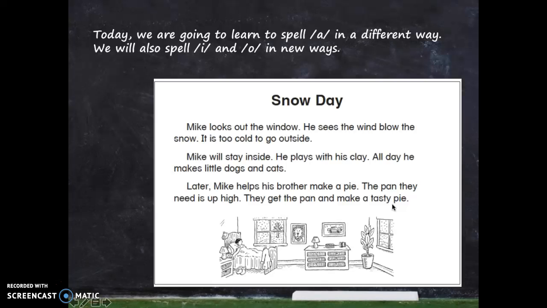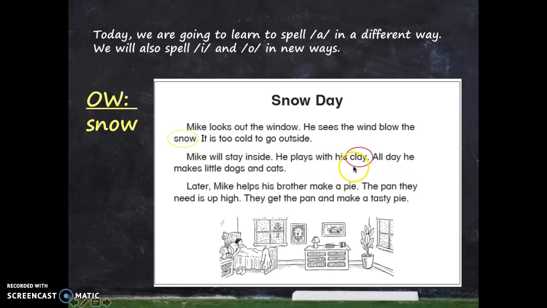So friends, in that story, we have a few long vowel sounds. Let's look at the word snow in sentence 2. Listen as I say this word. Sn-o. Now say it with me. Snow. The word snow has a long O sound spelled O-W. O-W is a vowel team that makes the long O sound.